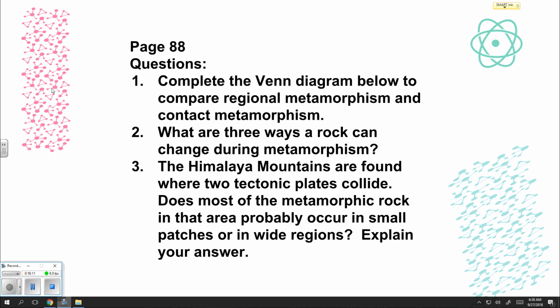When they collide, they cause regional metamorphism. Wide regions because tectonic plates cover large areas on the Earth's surface. When they collide, they cause regional metamorphism.